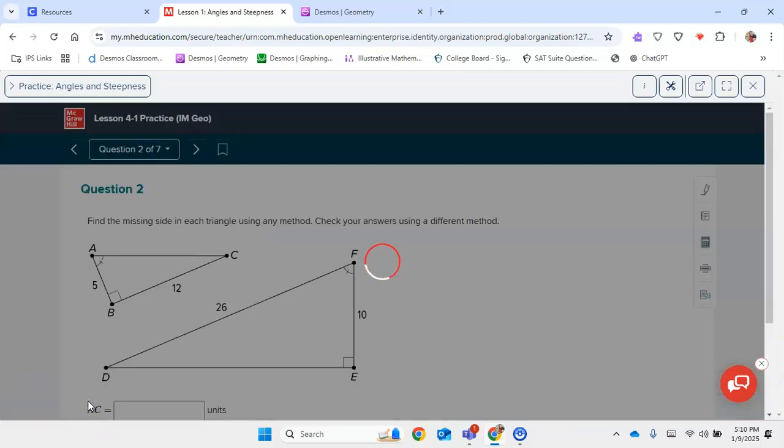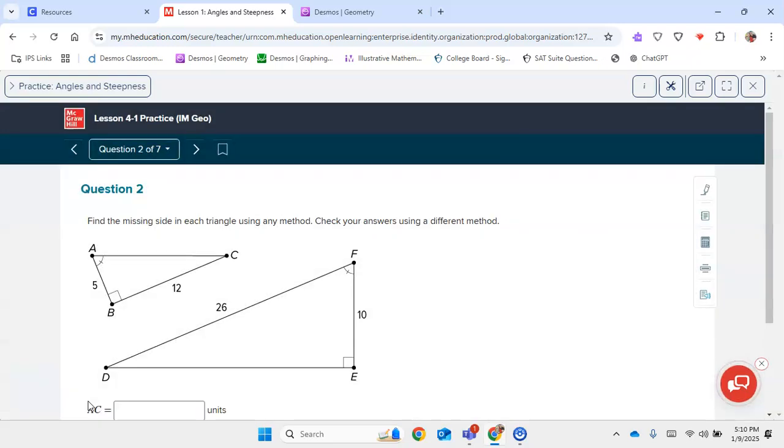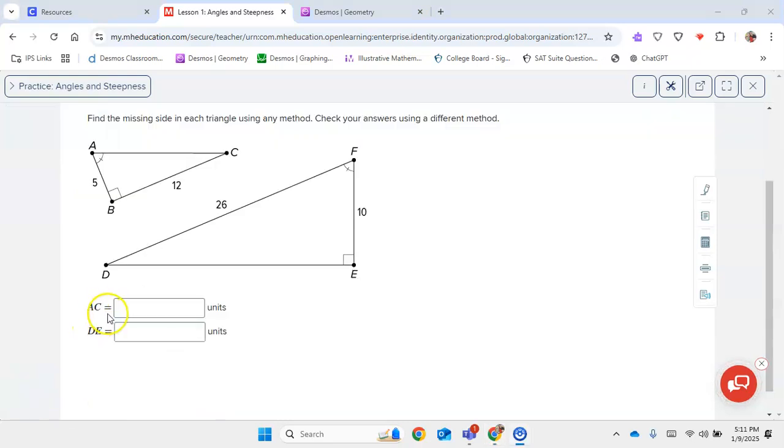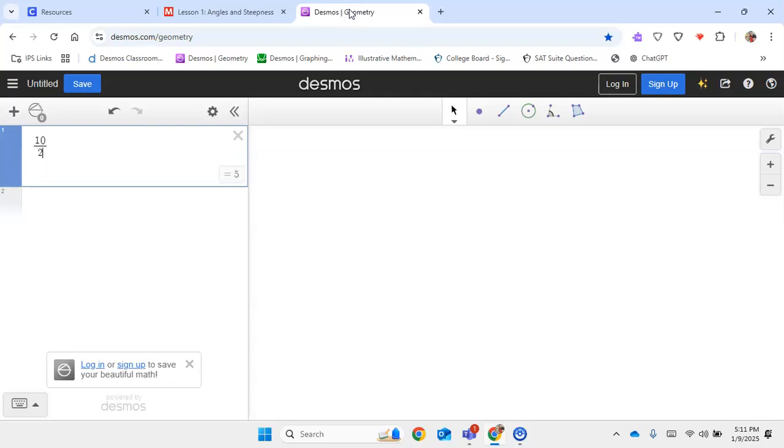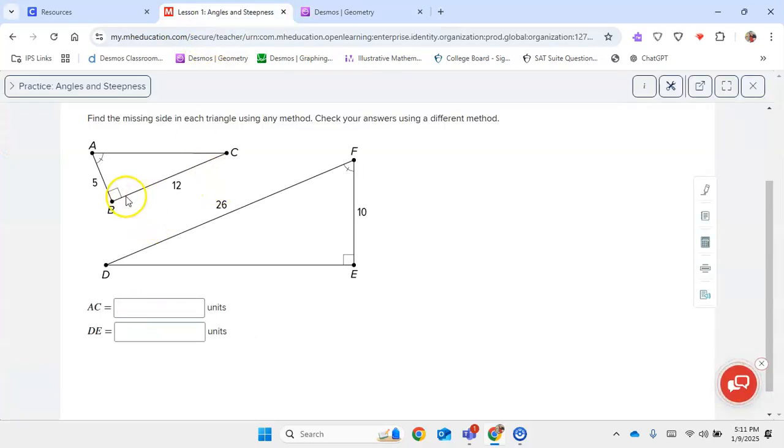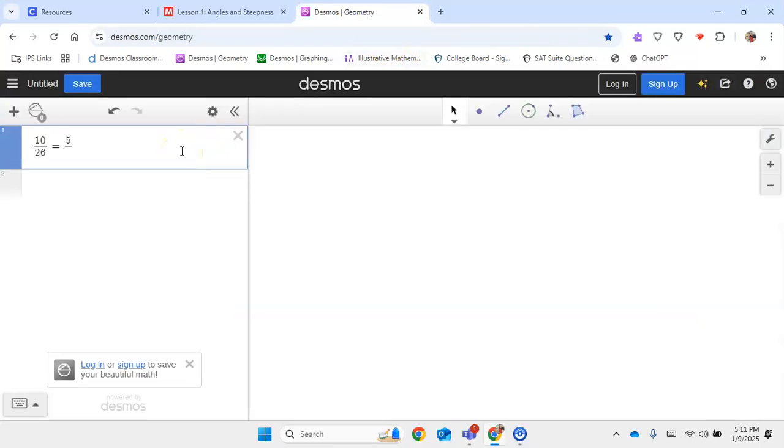Question 2. Find the missing side in each triangle by using any method. Check your answers using a different method. Alright, we'll first find AC by using equivalent ratios. If we look at the other triangle, they give us the small side and the large side. We want to find the large side, so the small side is 5. So 10 over 26 equals, and then the small and the large side of this would be 5 over x. Side AC is what we're trying to find, 5 over x.